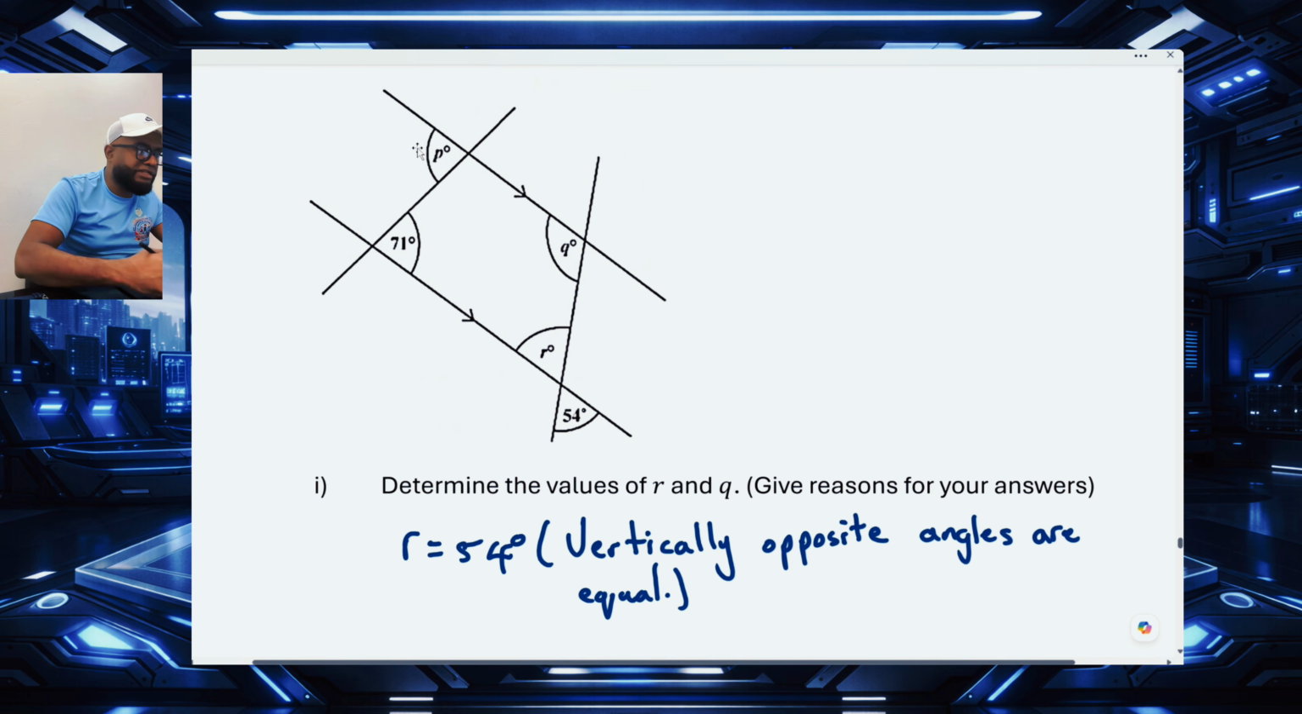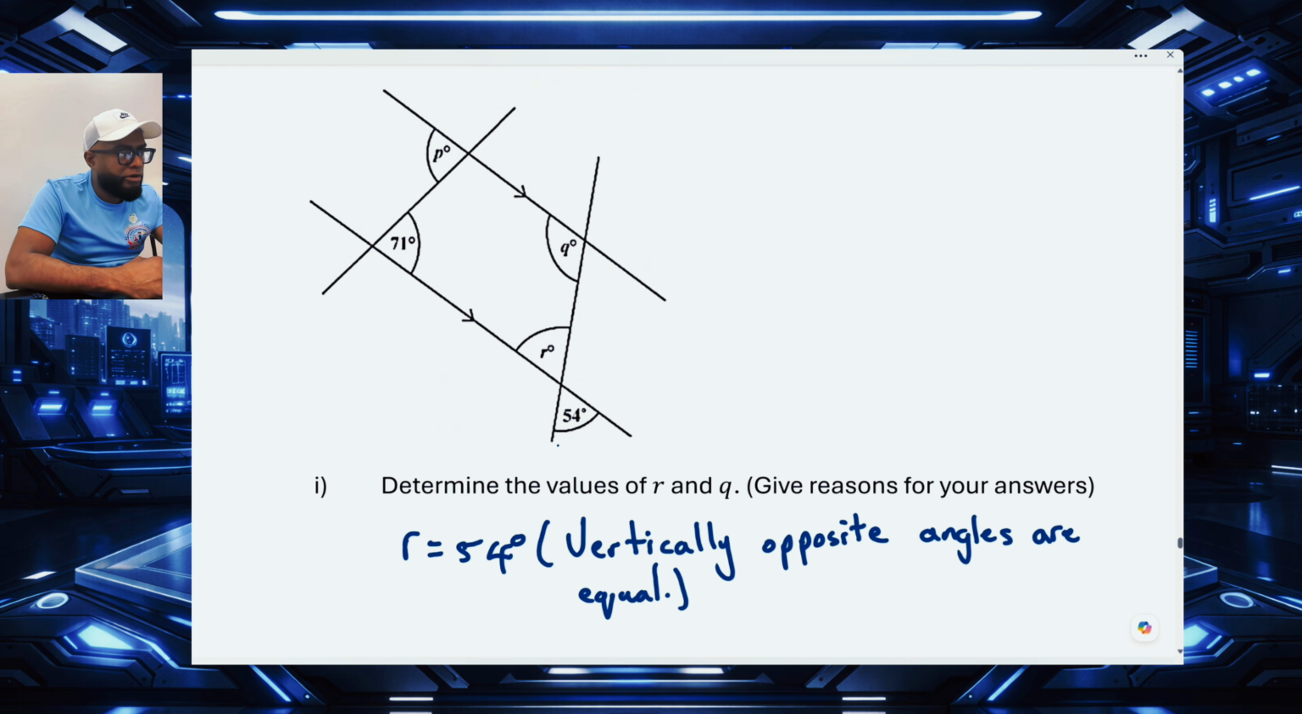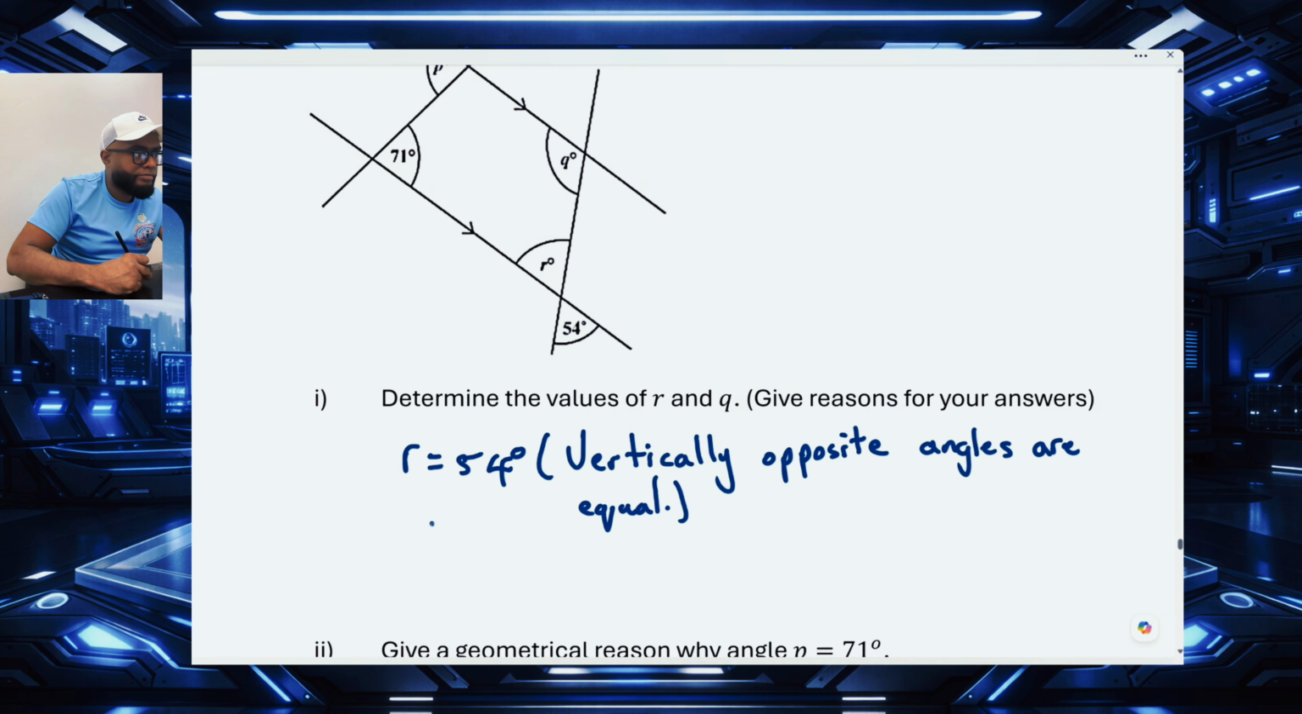Vertically opposite angles are equal. We go into Q now. What will be Q? Q will be 180 minus 54. Reason: co-interior angles add up to 180. Give me the answer here. 126.